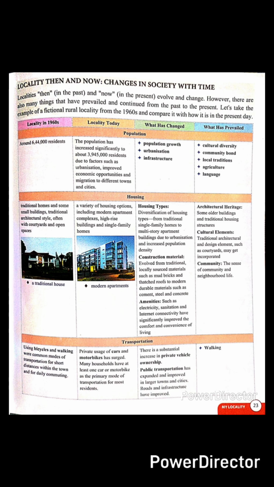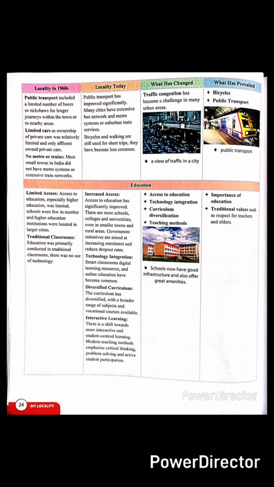Public transport has improved significantly. Many cities have extensive bus networks and metro systems or suburban train services. Bicycles and walking are still used for short trips. They have become less common. Now, what has changed? There is a substantial increase in private vehicle ownership. Public transportation has expanded and improved in larger towns and cities. Roads and infrastructure have improved.